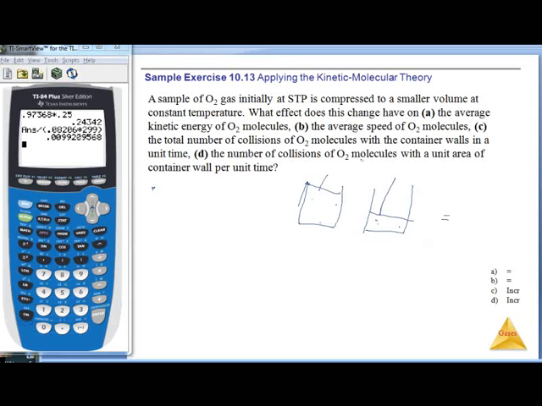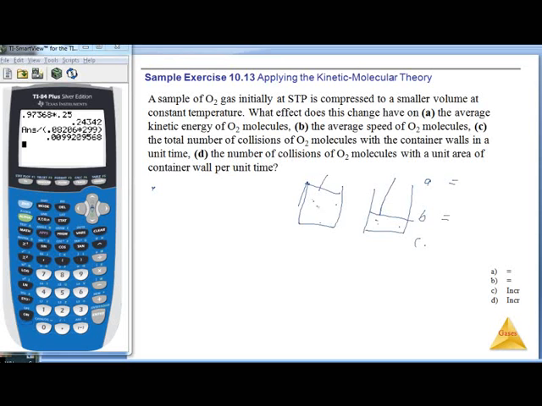Okay, so I screwed that one up. Speed question was B. The A question was, what happens to the kinetic energy of the molecules? And the answer is nothing. Again, because the temperature hasn't changed, so my energy hasn't changed. So energy is the same, speed is the same. C is what happens to the total number of collisions of oxygen molecules with the container walls per unit of time.